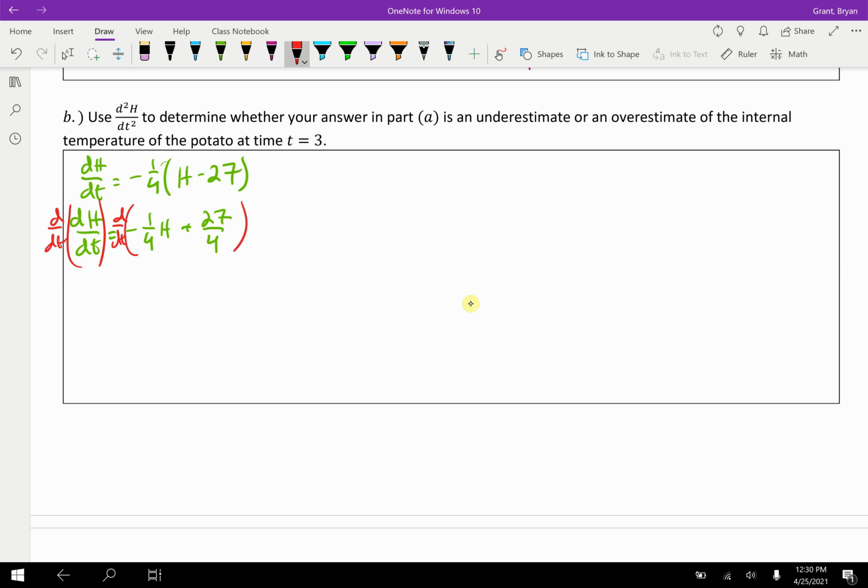Oh well. So d and d gives us d squared h. dt times itself is dt squared. On the right side, negative 1/4. The derivative of h with respect to t is not 1, but rather dh/dt. And then 27/4 is a constant, which is just 0.